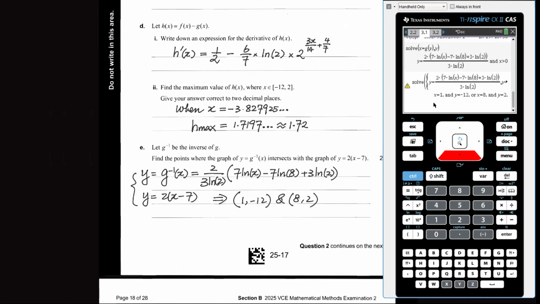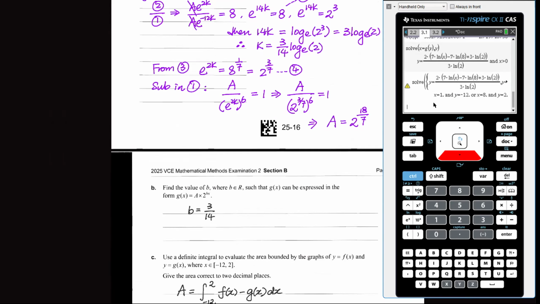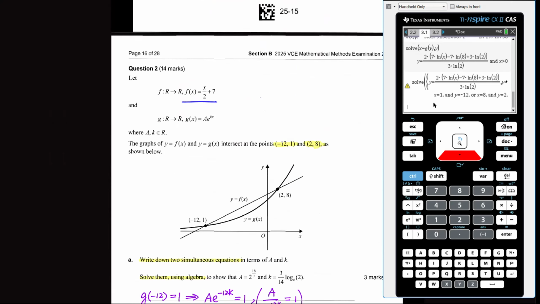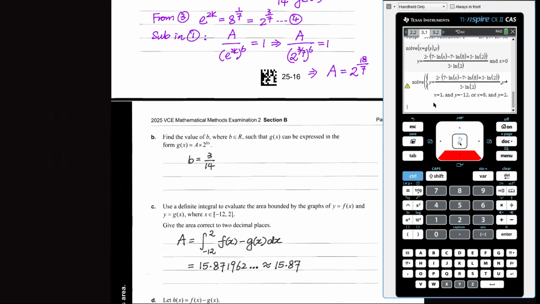Or actually, you could recognize this is just y equals f inverse of x, I suppose, because if you solve x equals f of y, you'll be able to get, let's say, 2 lots of x minus 7, and then the two inverses will have the intersection here and here, but you need to swap x and y, okay?